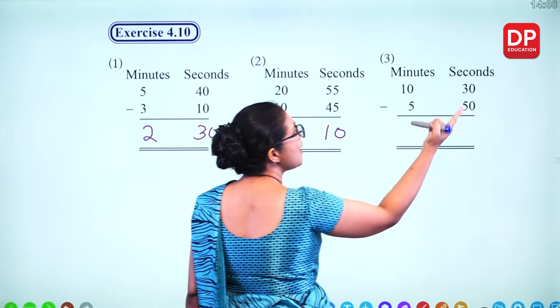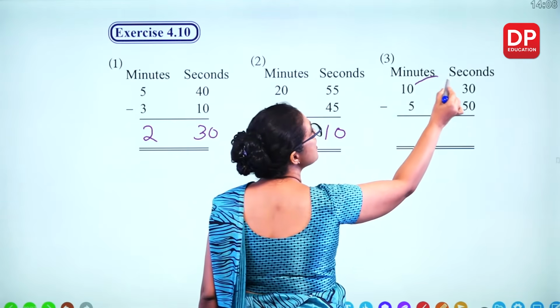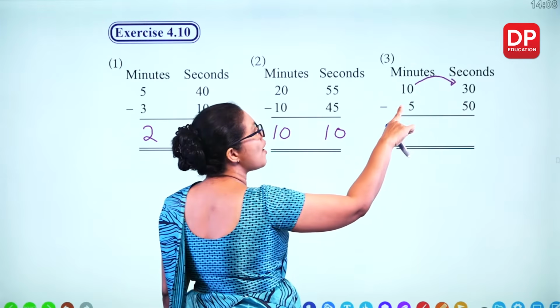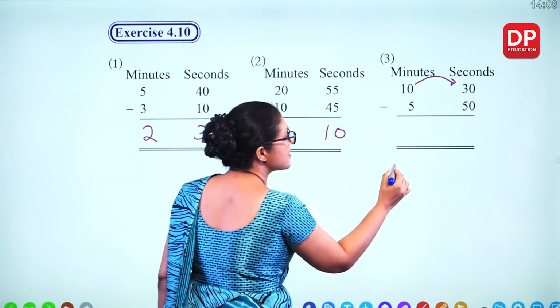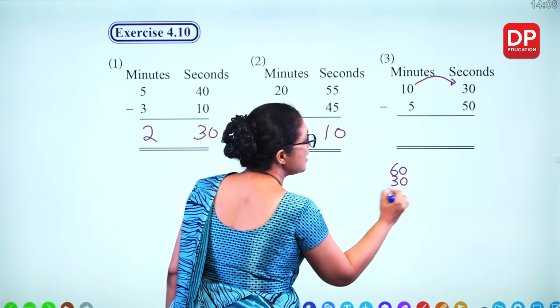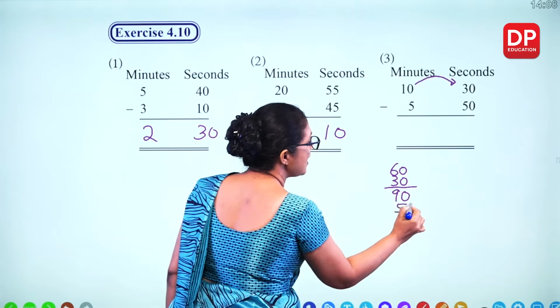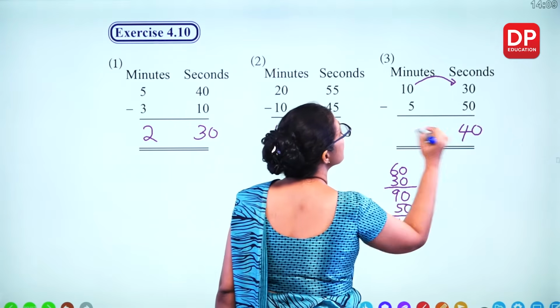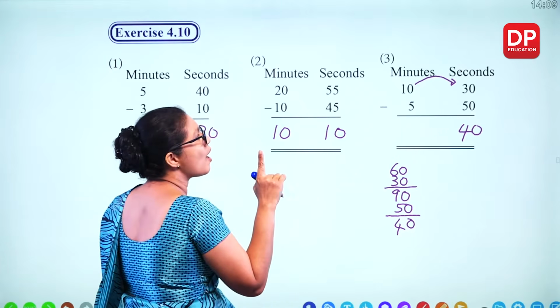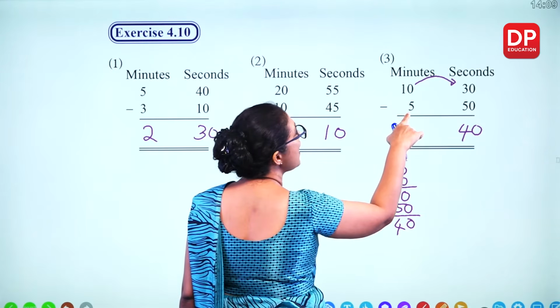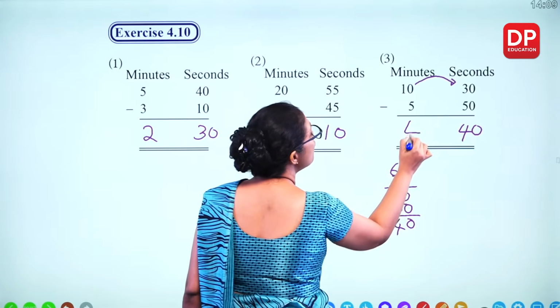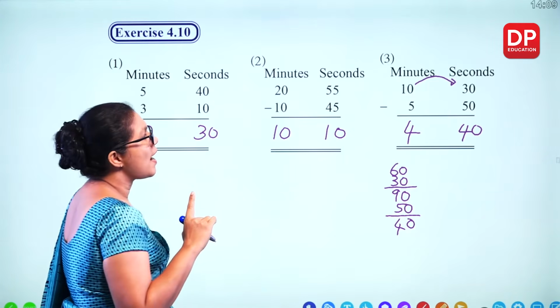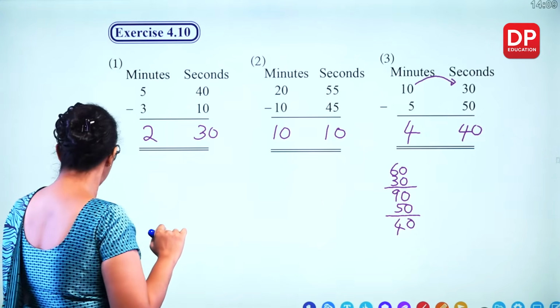Here 30 minus 50 you can't. So you are taking 1 from that. You are taking 1 means you are taking 60 seconds. 60 plus 30, you get 90. 90 minus 50, 40 seconds. This becomes 9 now. 9 minus 5 becomes 4.